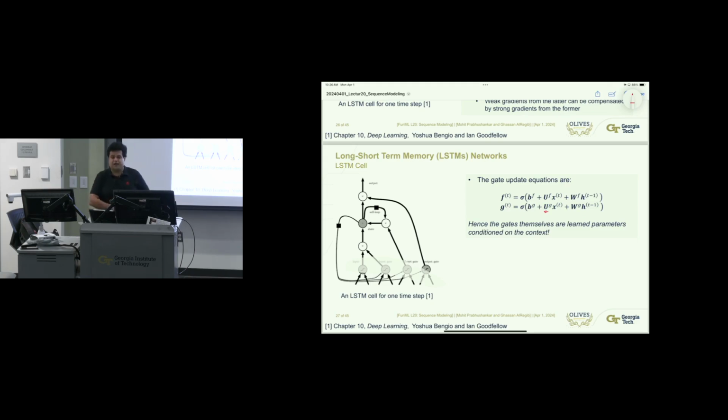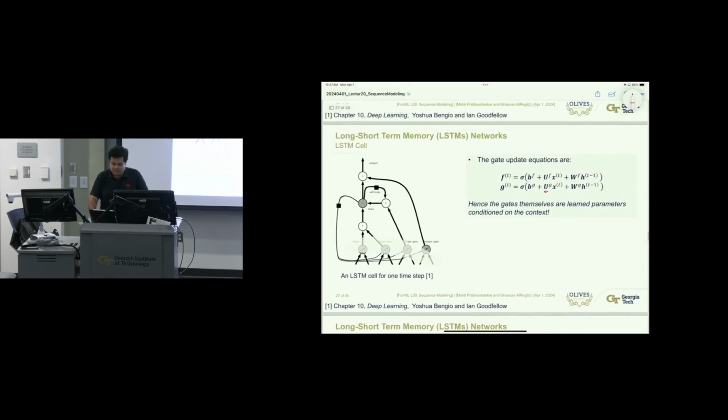Of course, these are all parts of a cell. These cells can now be replicated across, and you can have multiple LSTM cells that are now going to be looking at your entire sequence in order to make some kind of a decision. Any question?